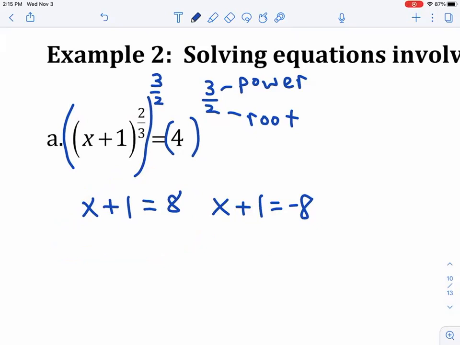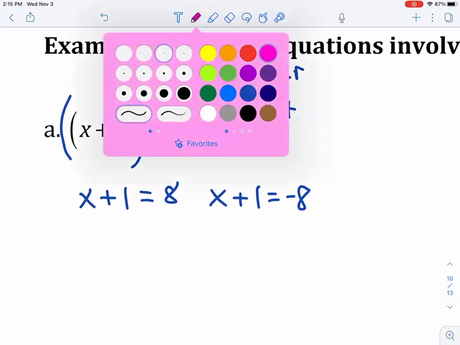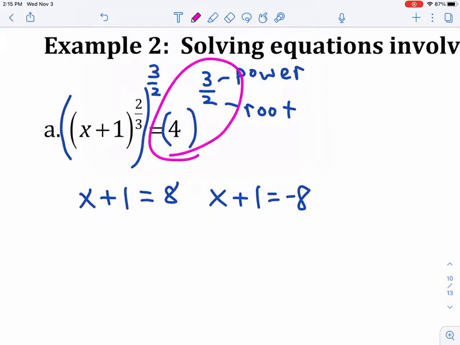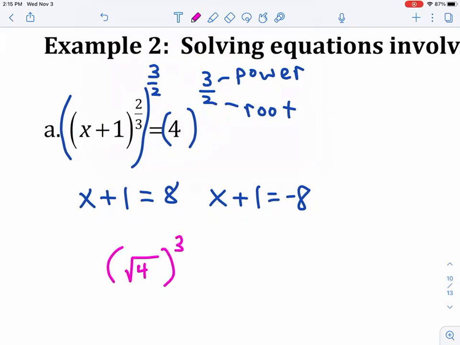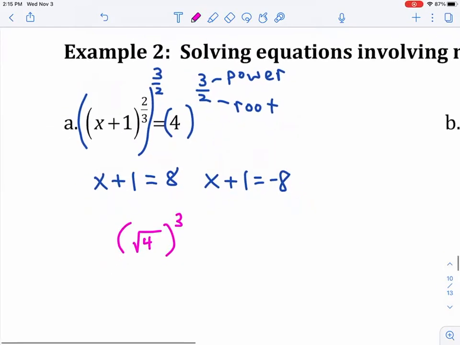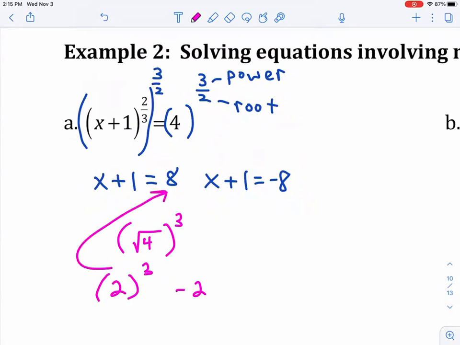So to get the 8 and -8, I'm doing this part right here. The bottom number is the root, so I'm doing the square root of 4. And the top number is the power, so that's to the 3rd power. The problem is the square root of 4 has two possibilities: +2 or -2. So if you take +2 to the 3rd, that's where the 8 comes from. And if you do the -2 to the 3rd, that's where the -8 comes from.